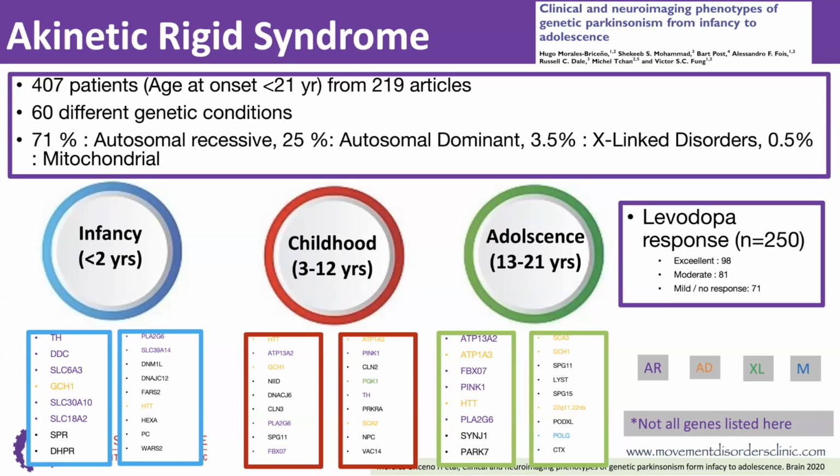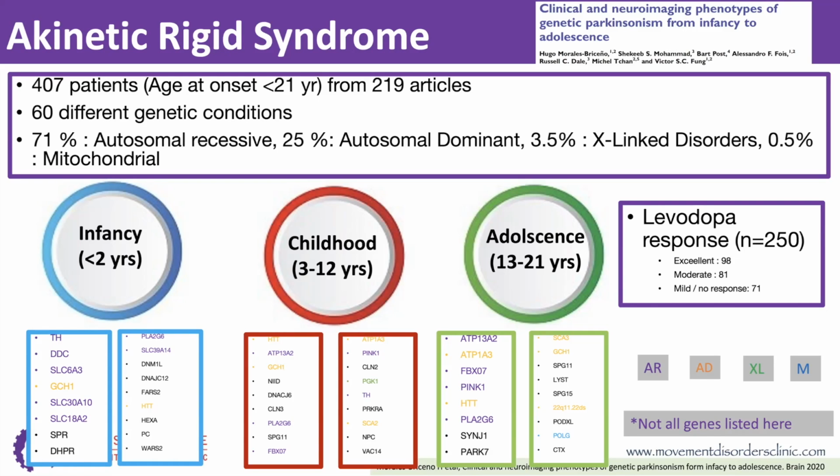Forget about secondary causes, which can be variable based upon geographical and other factors. Is there a genetic pattern into it? A nice publication, which has been published in Brain in 2020, where they looked at around 219 articles published, including only young adolescents or patients with less than 21 years of onset. They got 407 patients with akinetic rigid syndromes.